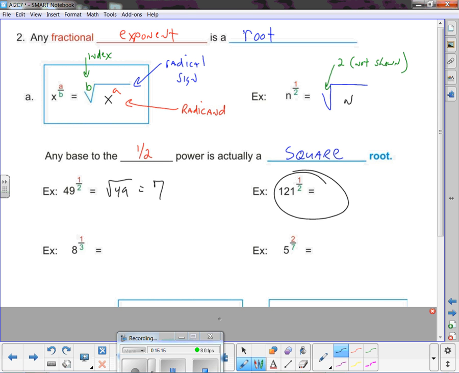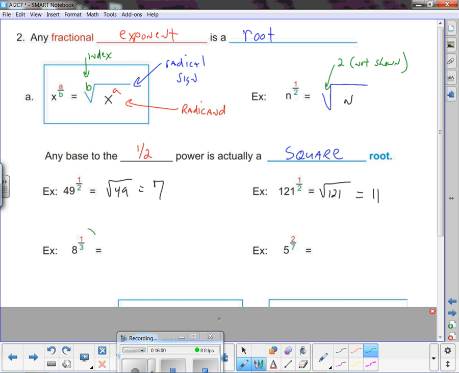Go to the right. Let's look right here. 121 to the 1/2 power. Hey, what is that? That's the square root of 121. Again, we don't show 1 exponents and we don't show 2 indexes, right? But the exponent of the 121 is 1 and the index is 2. What is the square root of 121? 11, right? 11 times 11 is 121. Okay, so half powers, anything with a 2 denominator is a square root. I wrote half power, but really as long as the denominator is 2, it's a square root.